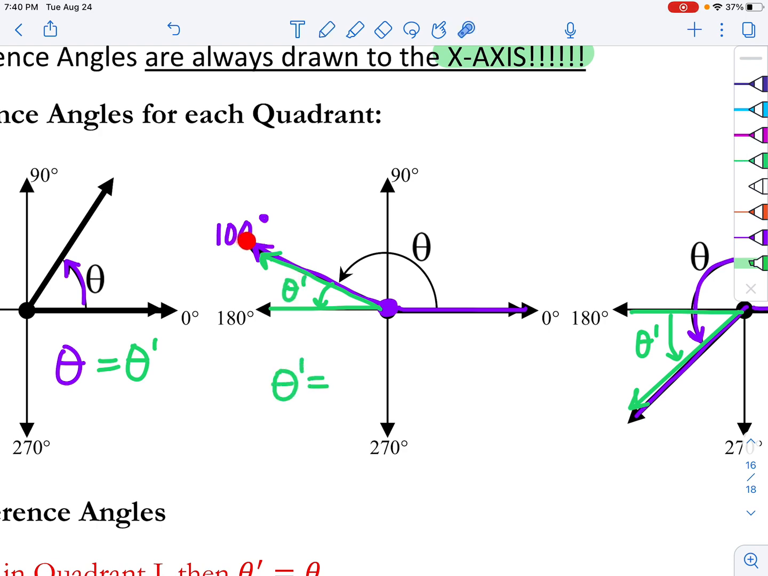Well, hopefully if this is 100, if we opened 100 degrees, we would need to go 80 more degrees to get to 180. So all we did really was subtract 180 minus 100. So in the second quadrant, to find the reference angle, you're going to do 180 minus the angle. And we do it in that order because we always subtract the bigger number minus the smaller number, right?